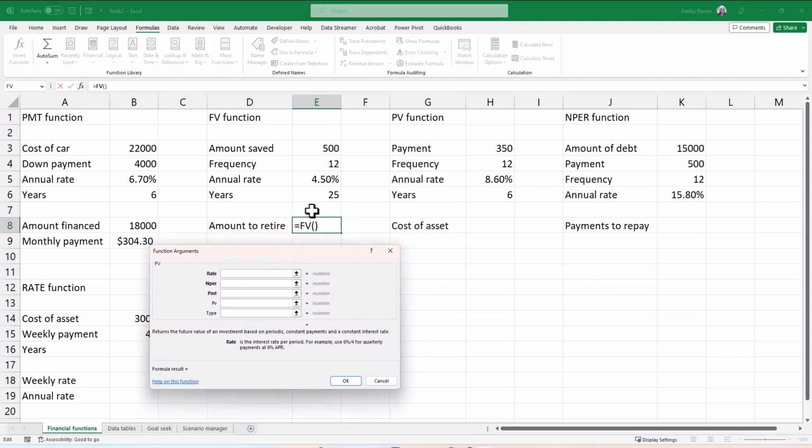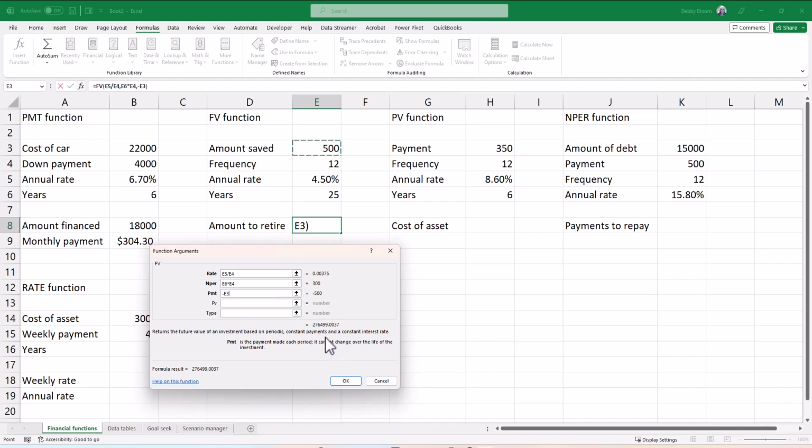So in this case, I'm going to click on the 4.5%, and then I'm going to / and click on the 12. Instead of just typing 12, this way we could change it to quarterly payments or semi-annual payments, whatever frequency we want. In nper, I'm going to click on the number of years, 25, cell E6, and then multiply it by the frequency, 12. So in 25 years, you would make 300 total payments. And in the PMT box, since we're making this into a fund, we're actually spending money when we save, I'm going to type a negative and click on the 500.